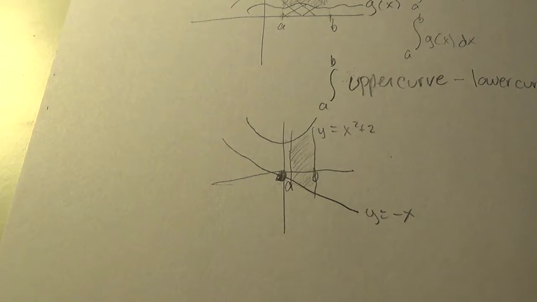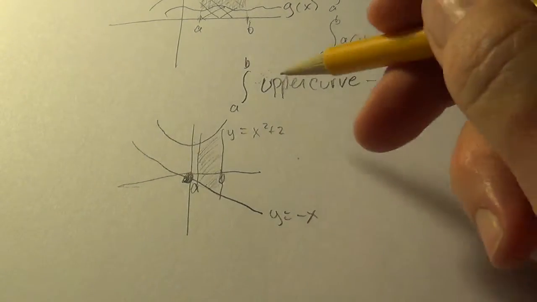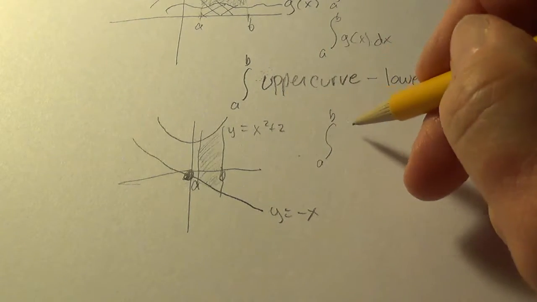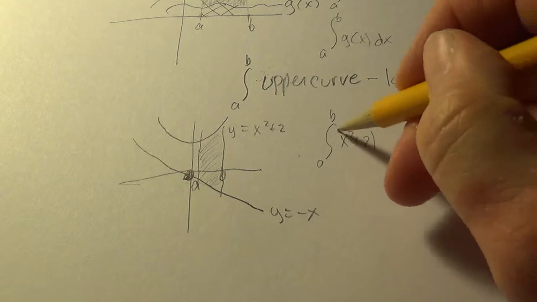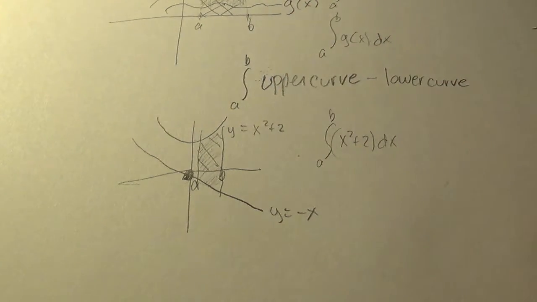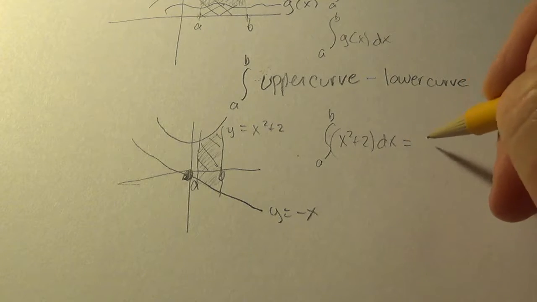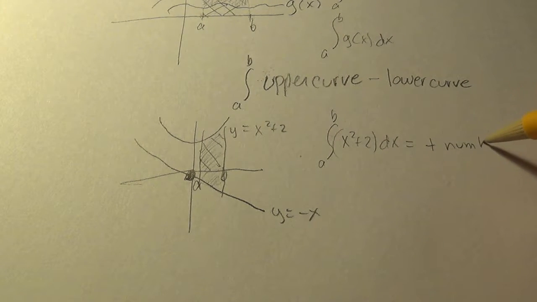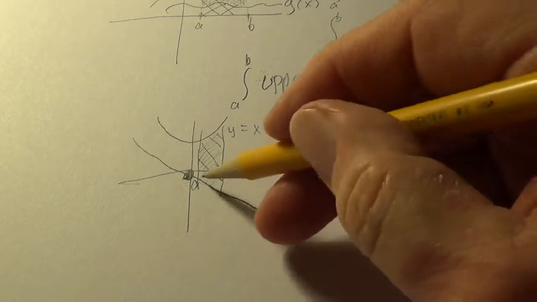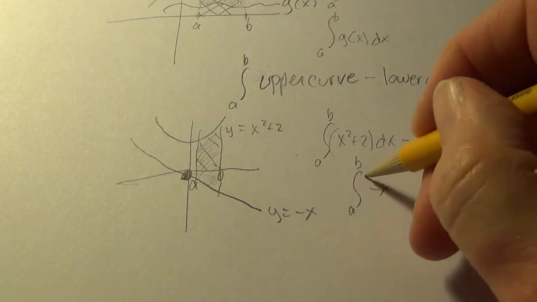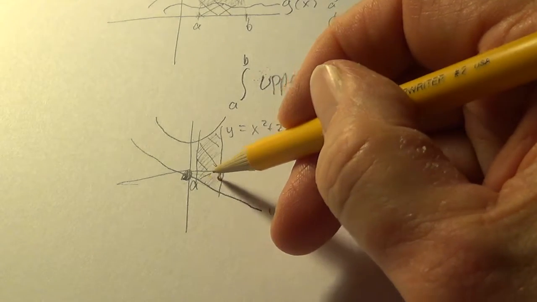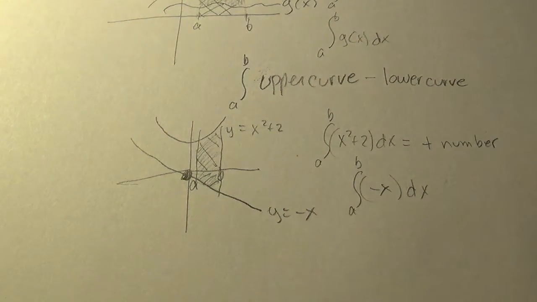So would this work? Would the upper curve minus the lower curve work? Well, when I do the integral from A to B of the x squared plus 2 curve dx, it's going to give me this area, and it's going to make it a positive number. And when I do the area from A to B of this curve, since it's below the x-axis, it's going to give me this area, which is a negative number.